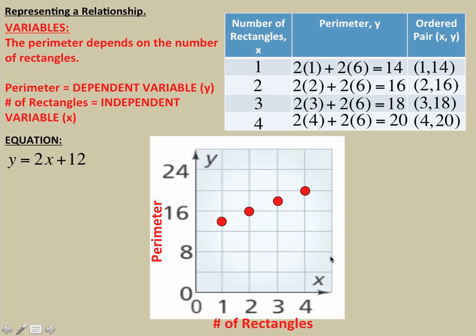Okay? So there's the points. So it's easy enough. Once you get a table, it's easy to plot the points. Put them on the graph.